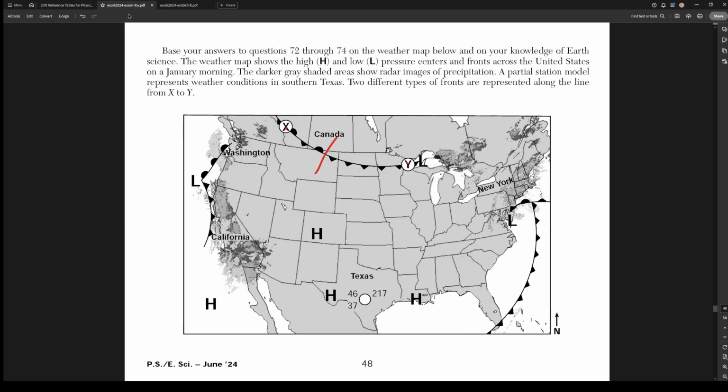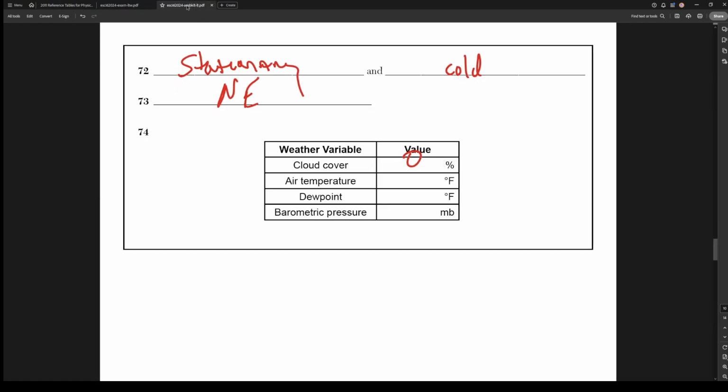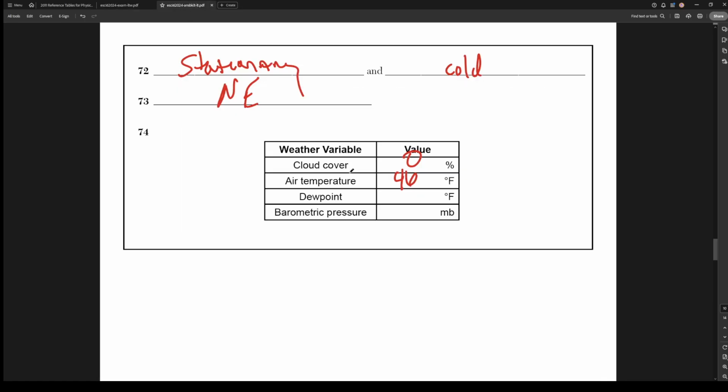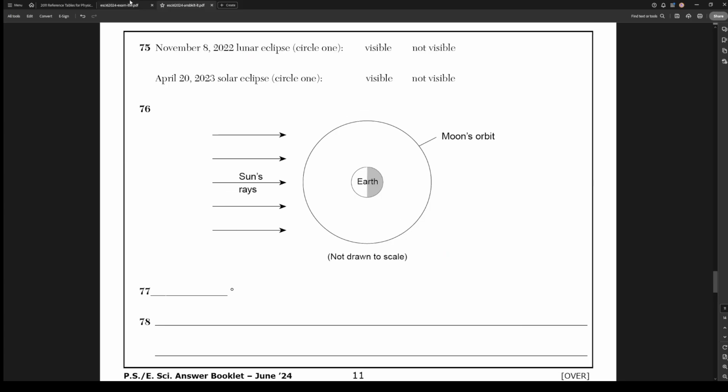Air temperature is going to be in the top left. That's 46. Dew point is in the bottom left. That is 37. And then this says 217 for the pressure, but remember, this is a 2, so you got to put a 10 in front. It's going to be 10, 217, and then put a decimal between the last two numbers. All right, going on, 75.